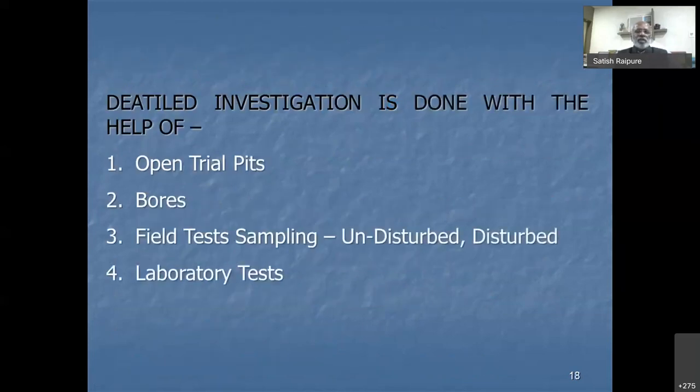Detailed soil investigation is done with the help of open trial pits, bores, and field tests, from which we can do the sampling, undisturbed and disturbed, and the laboratory test. From open trial pits and bores, we can take out the disturbed and undisturbed samples, and those samples can be tested in the laboratory to do the further investigation.